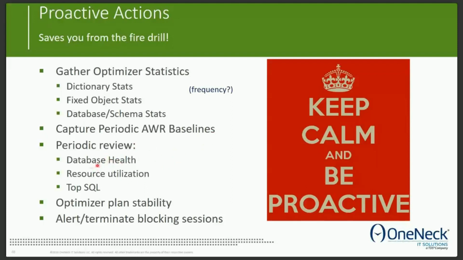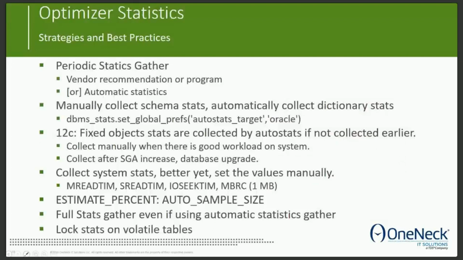And as a DBA, you still need to be reviewing the database health, the resource utilization, and the top SQL. ORAchk is one good tool you should be running periodically. Then the OEM health check and other things you should be doing periodically. Yeah, so we talked about this: collect system statistics manually, all of this we talked about.